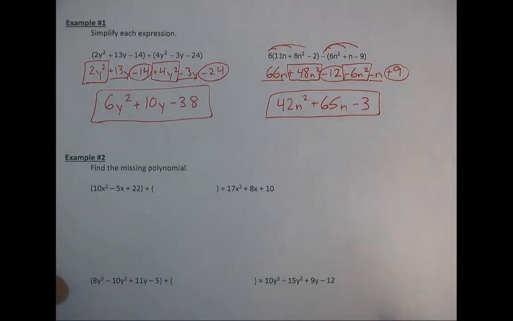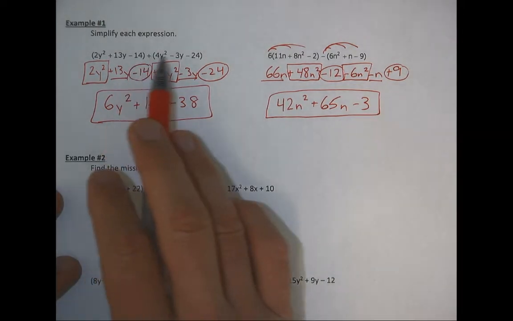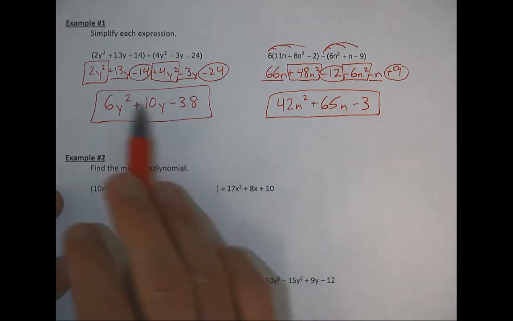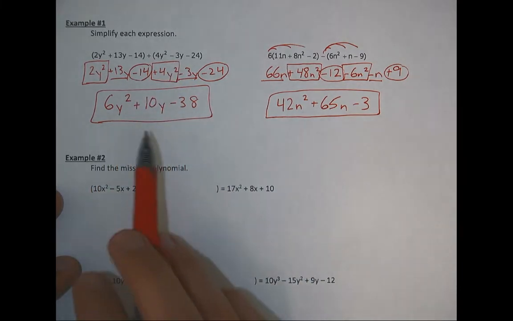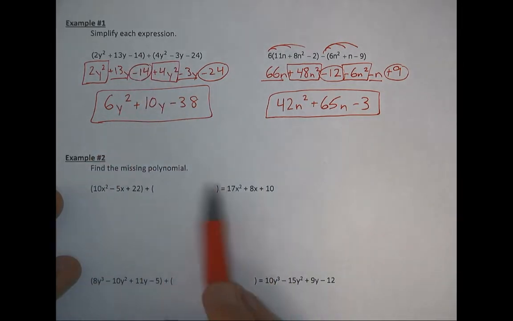Okay, example number 2, find the missing polynomial. So similar, we're going to be combining this and something that's missing, just like we did here, to create this answer. So instead of being given the two things to combine and simplify, they're giving you the answer basically, and you have to work backwards. So we just have to think.